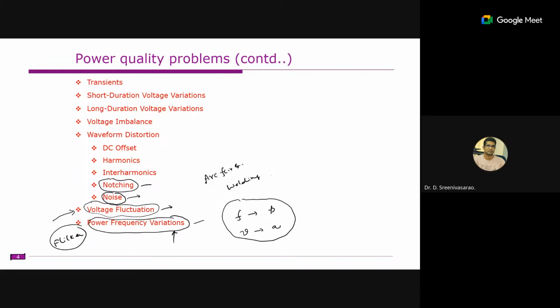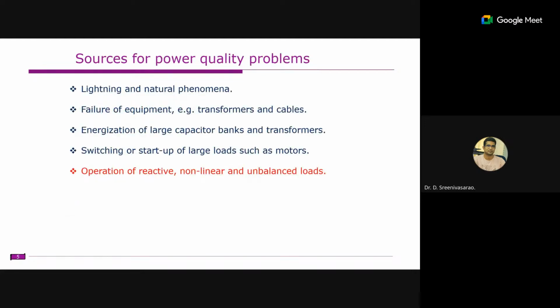So these are the different power quality problems, right? One of the main sources of power quality problems is lightning and natural phenomena, failure of equipment like transformers and cables, energization of large capacitor banks and transformers, and switching and starting of large loads such as capacitors and motors. Another is the operation of reactive, non-linear, and unbalanced loads. These will cause the different power quality problems.